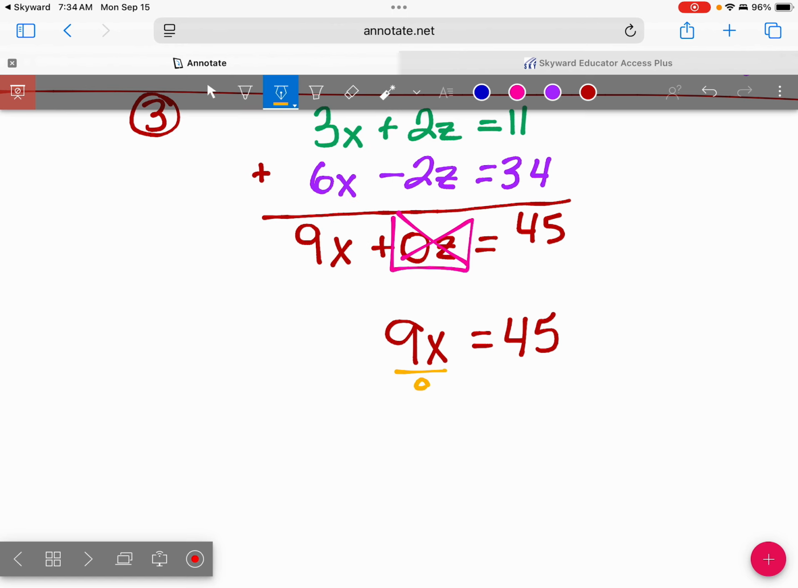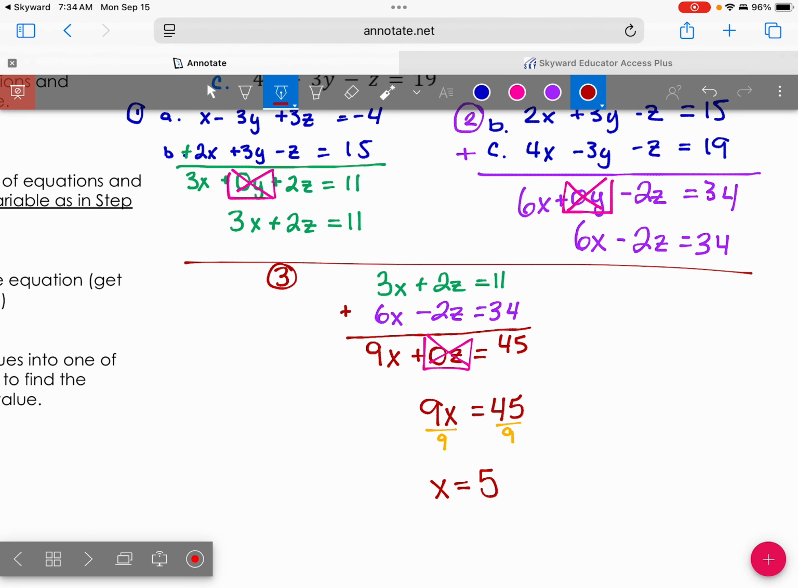Divide both sides by 9. I'm going to find out that my x is what? What is 45 divided by 9? 5. So now I know my x is 5. I don't know what y is, I don't know what z is, but I know x is 5.